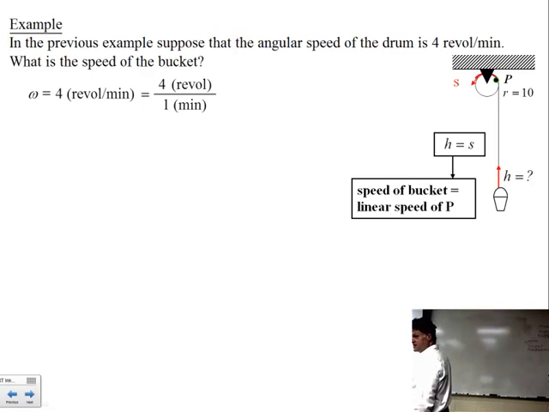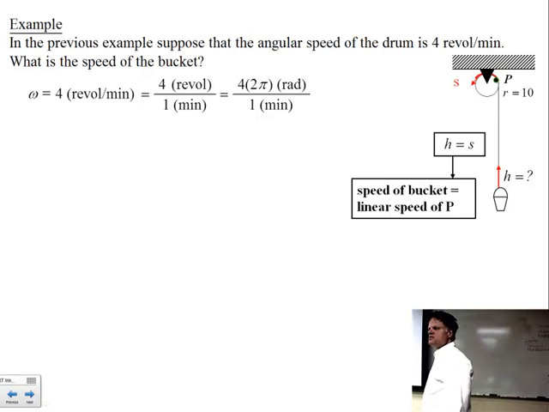Into radians per minute. The default angle measure is radians, so things have to be in radians. So 1 revolution is 2 pi radians. Just like a degree, a revolution is another angular unit that you have to convert to radians. So it's 8 pi radians per minute. So V is omega times R. R is 10 inches.